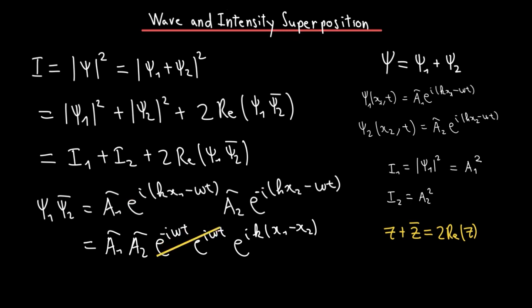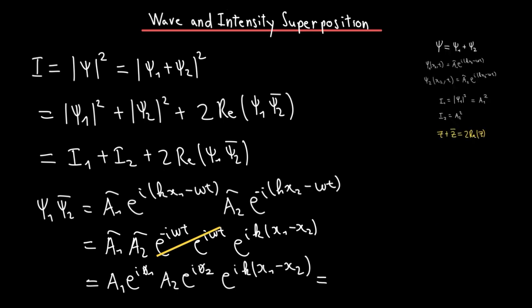And we remember that a tilde is a complex number, and it's equal to a, which is a real number, times e to the i phi. And so we have a1 e to the i phi 1. Remember, the phase offset of the two waves can be different. So a1 e to the i phi 1 times a2 e to the i phi 2 times e to the i k times (x1 minus x2).